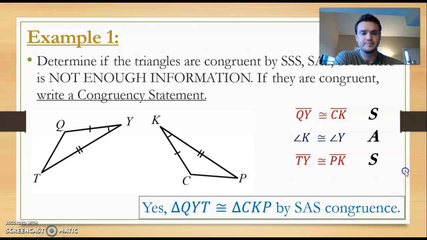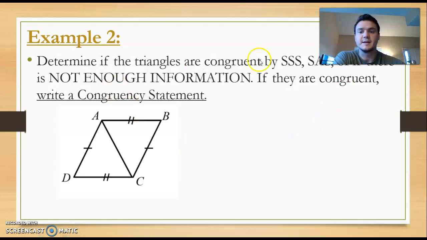Okay, example 2. We're doing the exact same thing. If we look at these two triangles here, notice how these two sides are marked congruent. So we know that AD is congruent to BC, or CB, excuse me. We know that DC is congruent to BA, because those are all marked congruent.